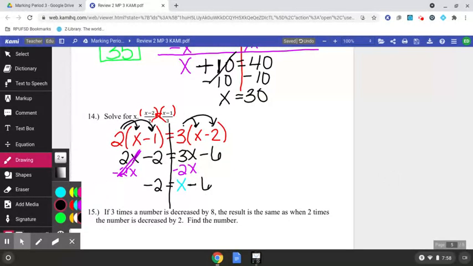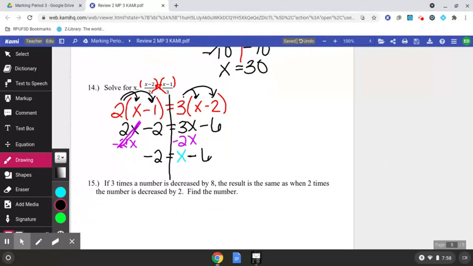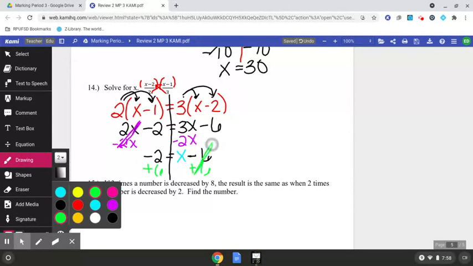Now I'm so close to getting that x by itself because I ended up with 1x. So I'm just going to take that negative 6 that's attached to my x and I'm going to add it to both sides. It'll cancel here and then I'll be left, negative 2 plus 6 is 4. And that's equal to x.